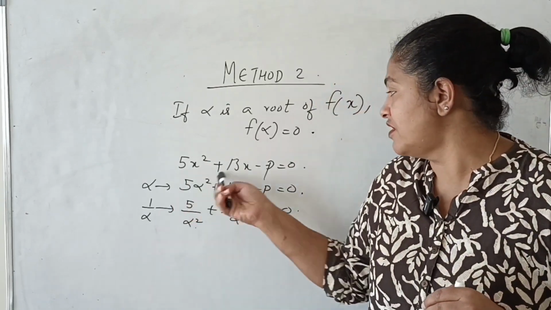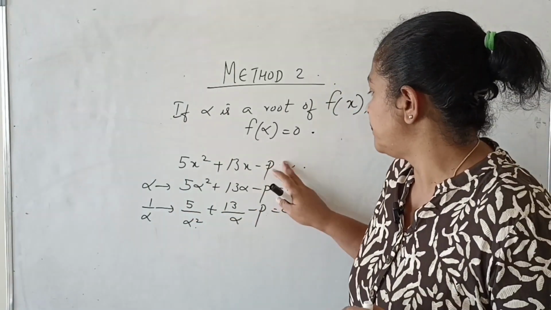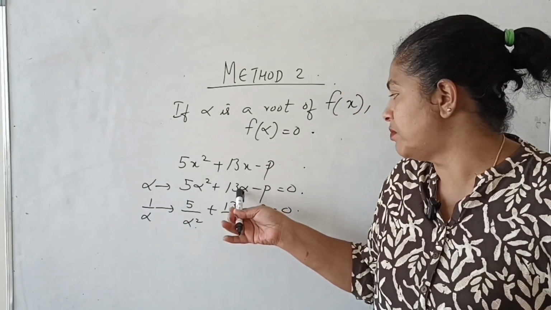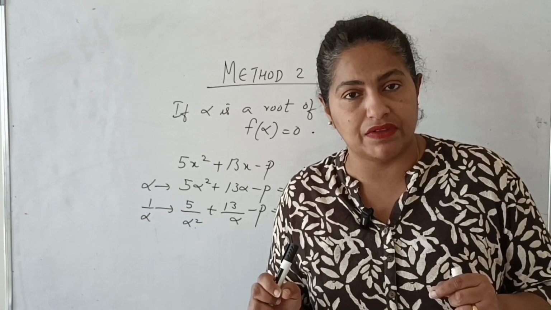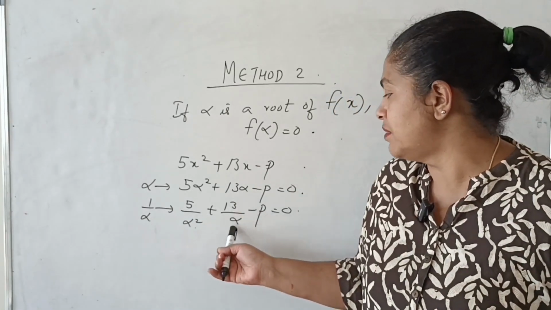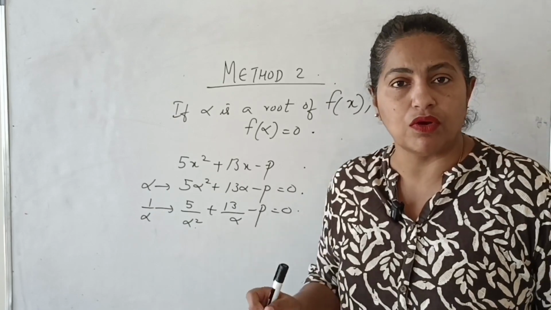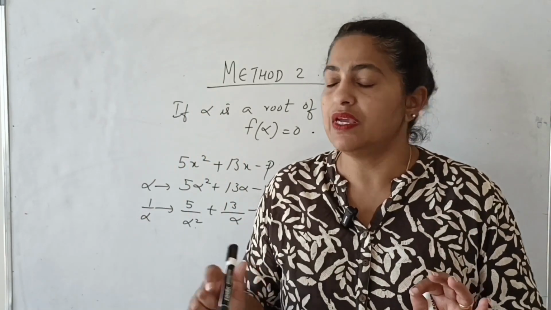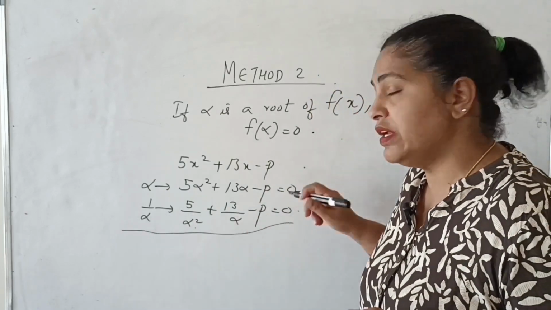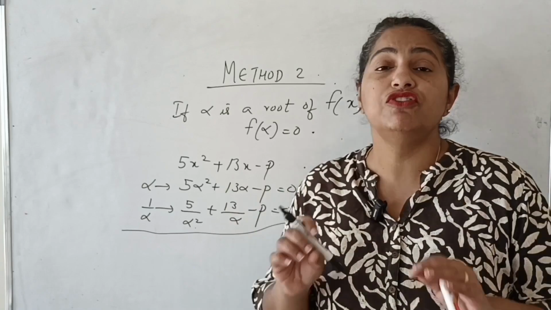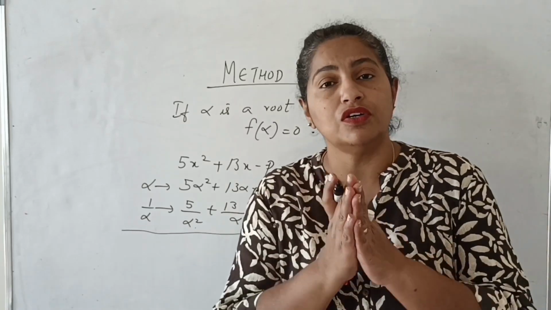So in this case, for this particular polynomial, alpha is a root. So if alpha is a root, 5alpha² + 13alpha − p is equal to 0, and if 1/alpha is a root, it means 5/alpha² + 13/alpha − p is equal to 0. I am substituting alpha and 1/alpha in the place of x. Now you have got two equations in alpha and in p, which you should solve in order to get the value of p.